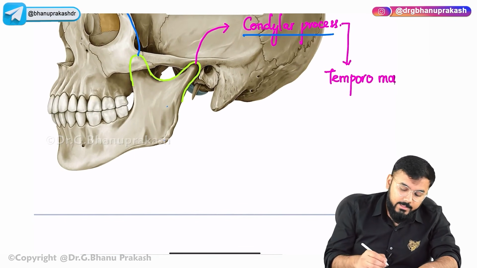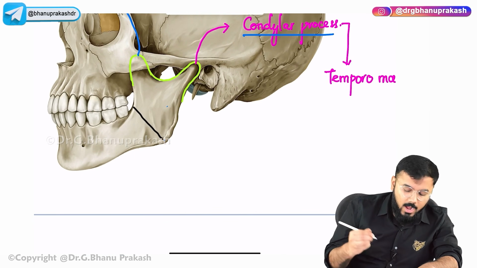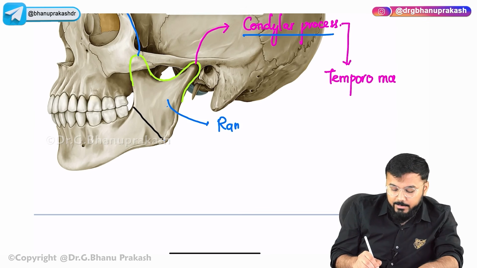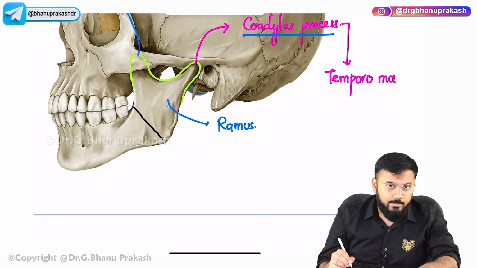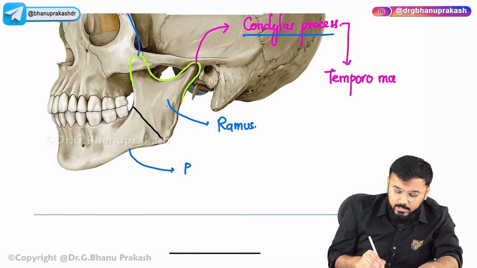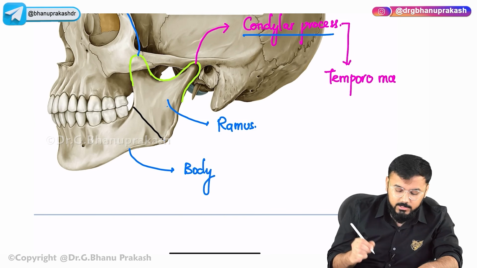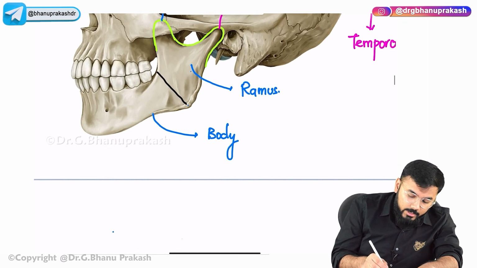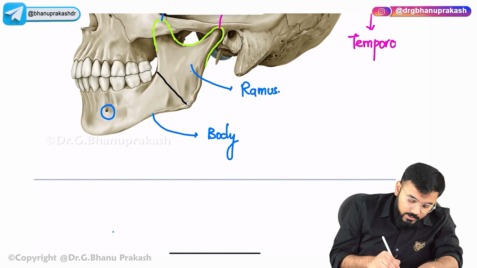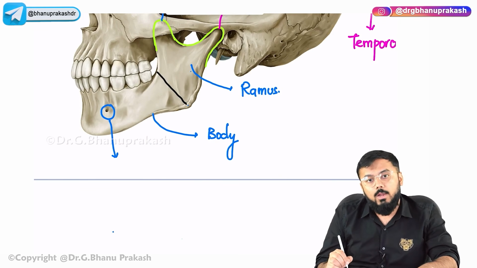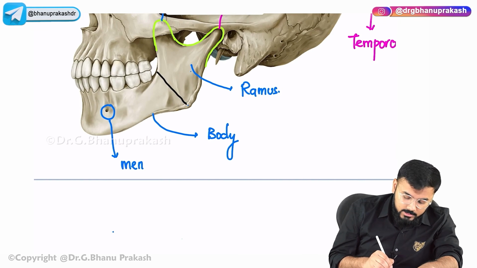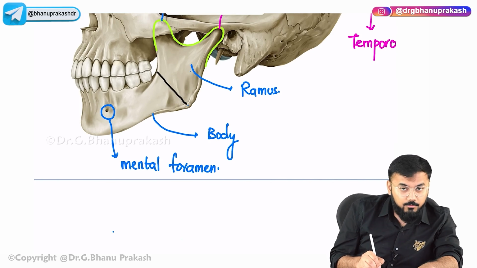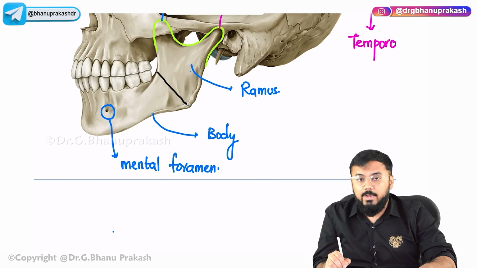Next, if I divide this mandible into half like this, the upper part of the mandible over here is called the ramus, the ramus of the mandible, and this part over here is called the body of the mandible. Now down here near the body you can see a foramen. This particular foramen is called the mental foramen.